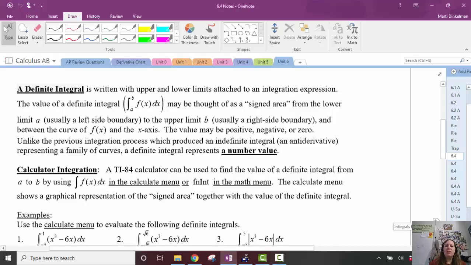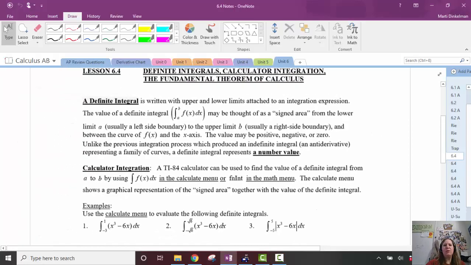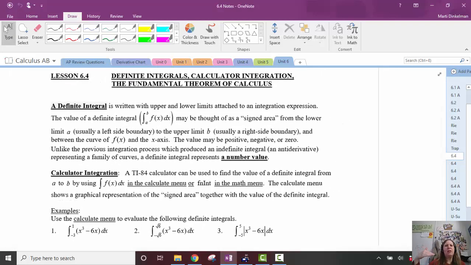Hi everybody, this is Mrs. Dinkelman, and we are looking at the notes for 6.4, which has been labeled as the definite integral, calculator integration, and then also fundamental theorem of calculus. So I'm going to keep the definite integral and calculator integration here together, and then I'll make a separate video for the fundamental theorem of calculus.